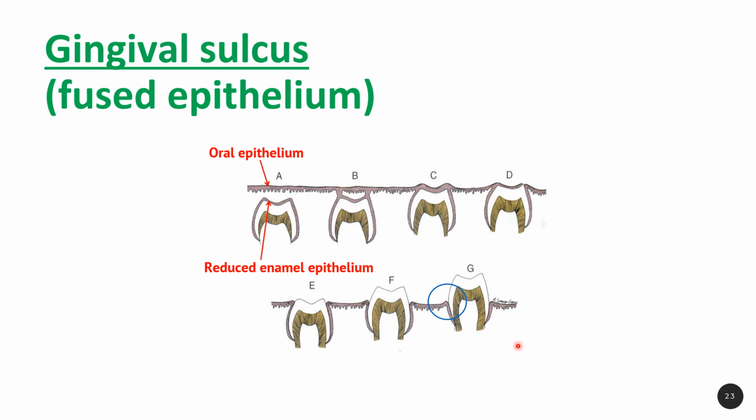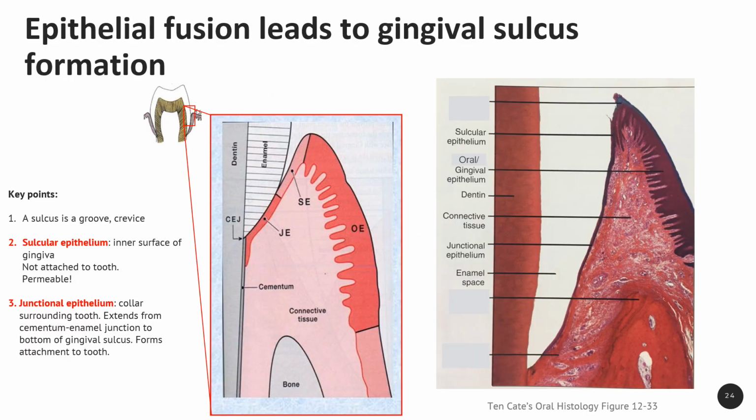So we want to spend just one more slide looking at how this is built up and what is important about it. Epithelial fusion, the title of this slide, leads to gingival sulcus formation. What do we mean by this? So, like I just said, a sulcus is a groove or a space or a crevice. So let's zoom in on this area here.